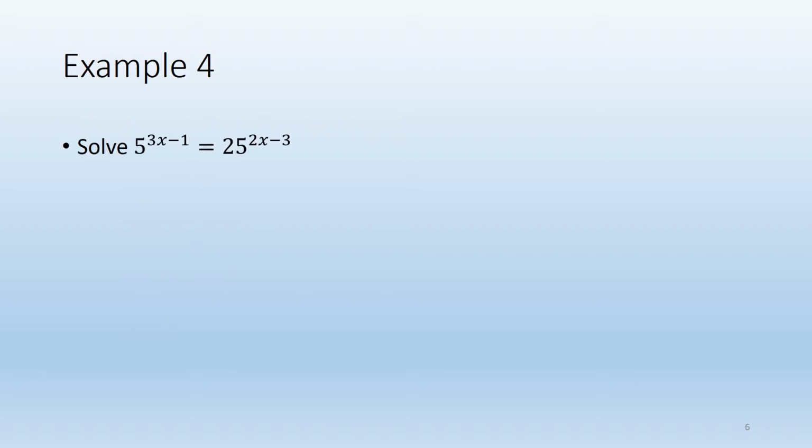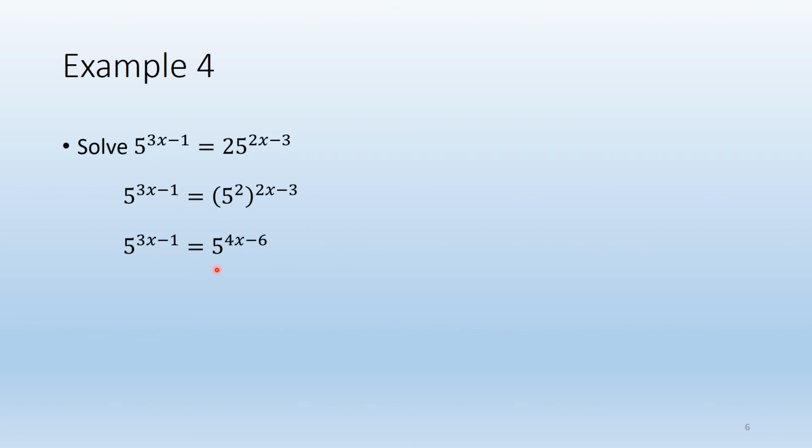In this example, once again, we have our power in the index. Notice that we don't actually have the same bases this time, but the 25 can be written as 5 squared. So we'll start off by rewriting our 25 as 5 squared. We can now use our index law that says we multiply those two powers when we raise it to a power and then to a power again. And that'll give us 4x minus 6 there.